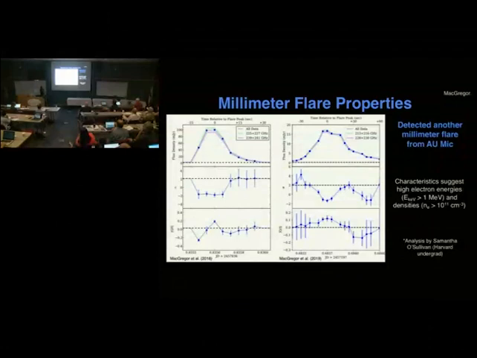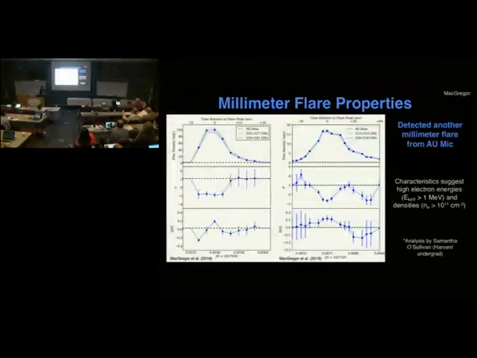The flux scale is a little bit lower here, but since AU Mic is quite a bit further away, this is actually even 10 times more luminous than the Proxima Centauri flare. So this is an even bigger flare, and it shows very similar properties. You can see this same kind of dip in the spectral index and then this peak in the linear polarization.